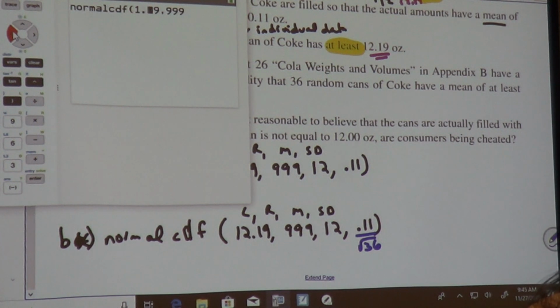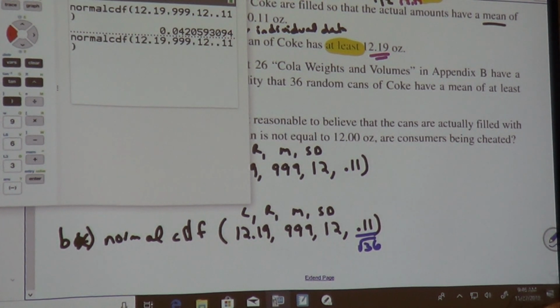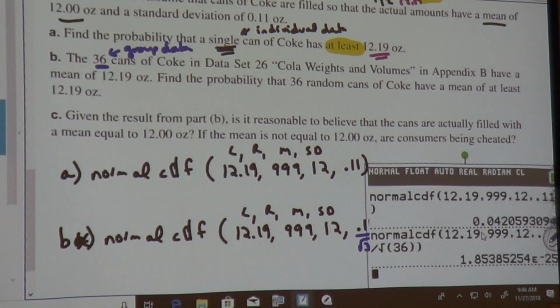12.19, comma, 999, comma, 12, comma, .11. So that would be my individual data. And then I'm going to do second enter, because I'm too lazy to type it. I have that .11, I'm just going to divide by the square root of 36. There's no need for me to calculate that. Now, look at that second answer, y'all.